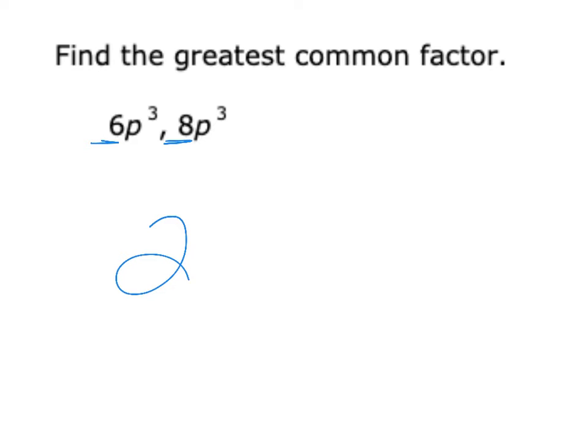And then the second thing we're looking at is our variable with our exponent. When you do this with exponents, you're looking for the variable that has the smallest exponent. That's what they're going to have in common. Since both of them are p to the third, p to the third is going to be your GCF. So they both have 3 p's in common.